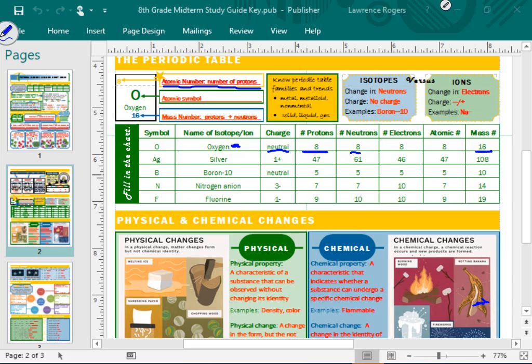It is neutral, so that means protons and electrons are going to be even. Once again, once I know the number of protons, these two numbers are always the same. All right? Protons and atomic number are always the same, so that's a pretty easy one to do.